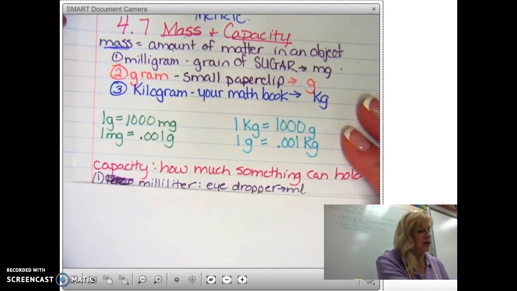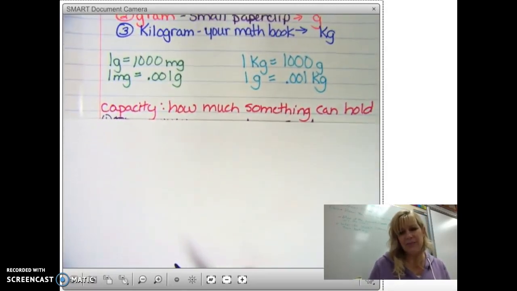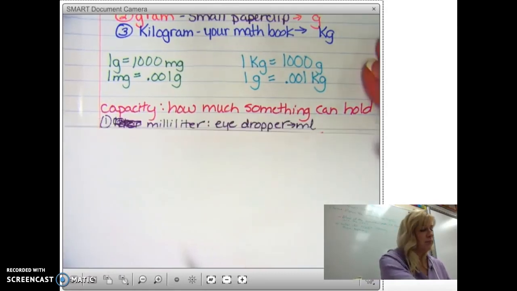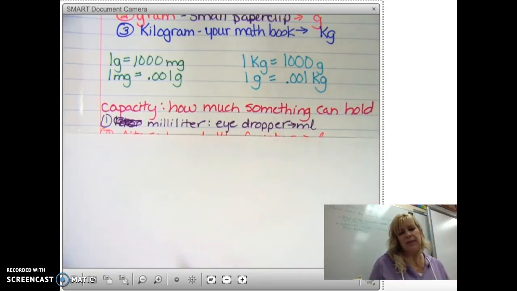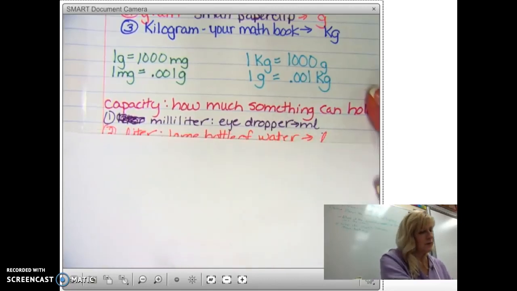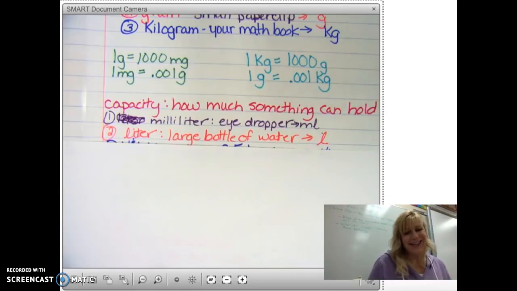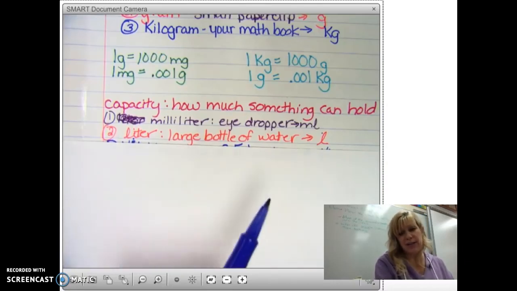We're going to move down to capacity, and that's just basically how much something can hold. A lot of times we talk about that in terms of liquids. So a milliliter is about what an eyedropper would hold, and you measure things. Some of you have had medicine from an eyedropper, and it's measured in milliliters. The second is liter. We all know what 2 liters are, but we're talking about 1 liter, which is the size of a large water bottle, or half the size of a 2 liter.